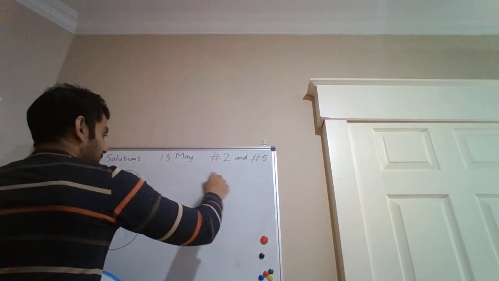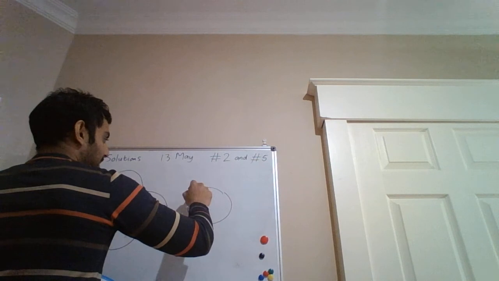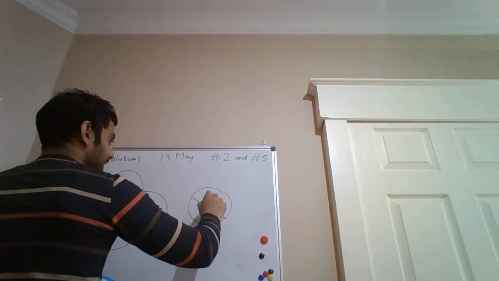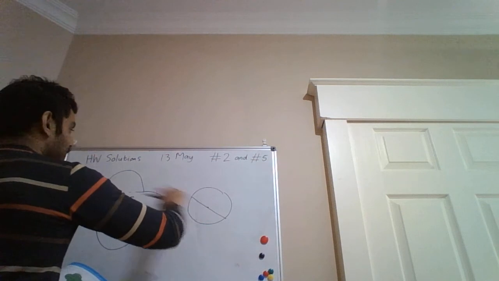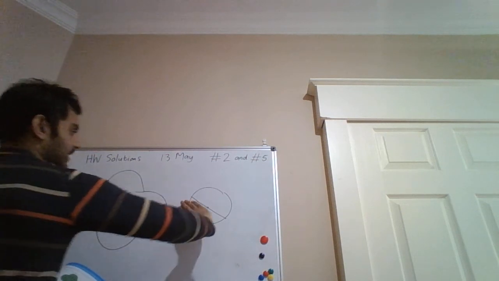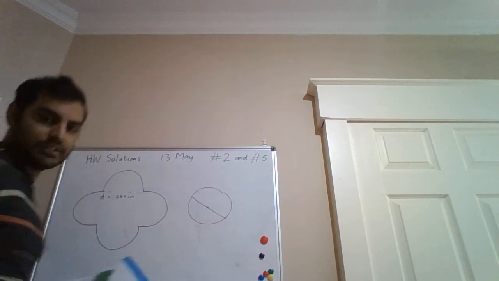So if you remember from circles, the diameter goes from one end to the other through the middle. So when we look at this curve over here, it's just half a circle, a semicircle.